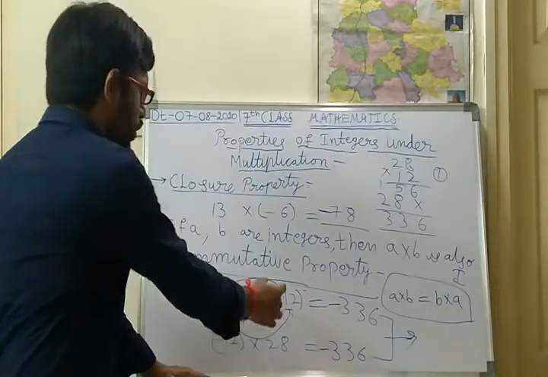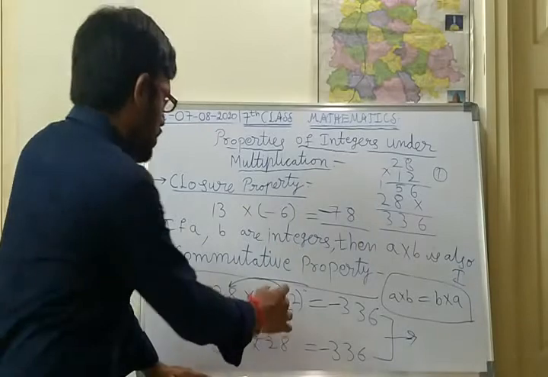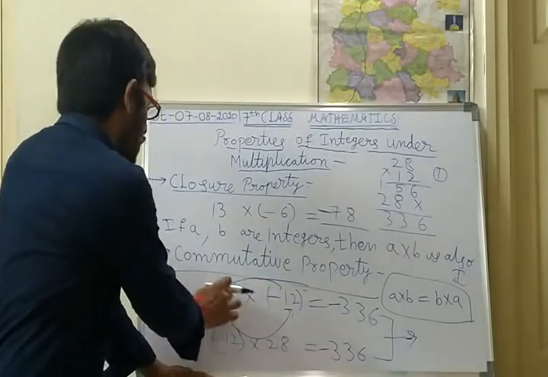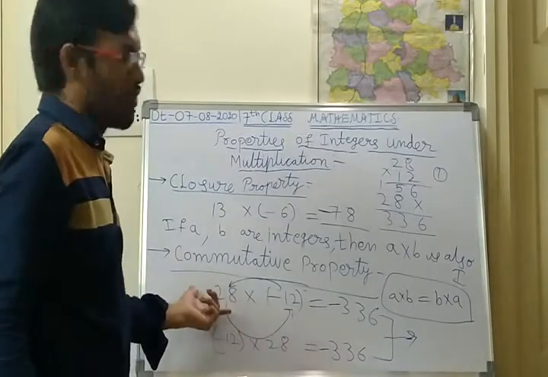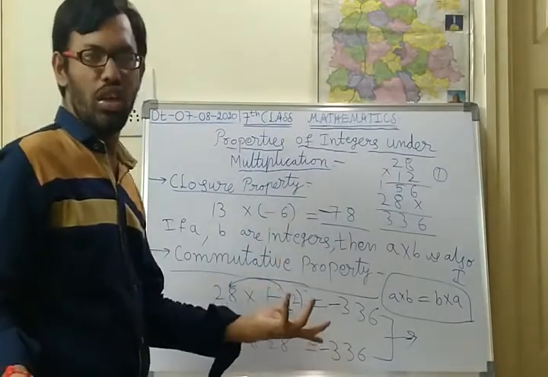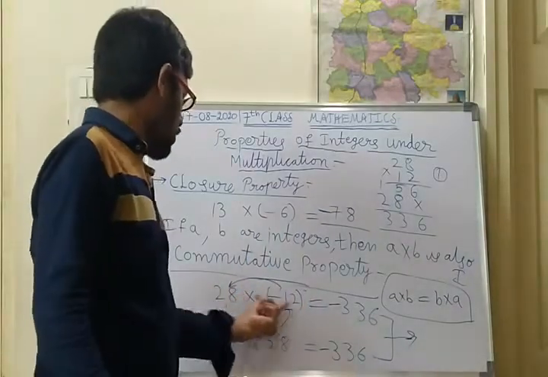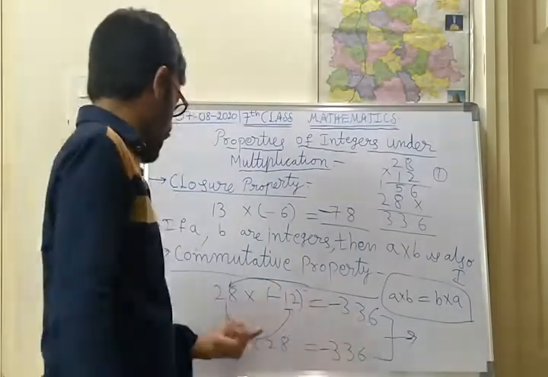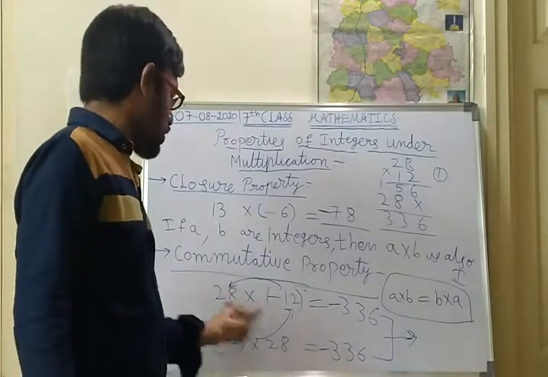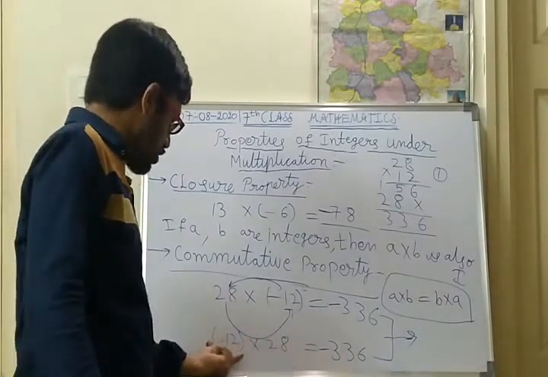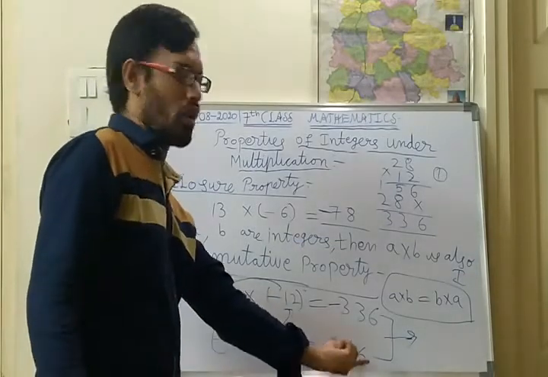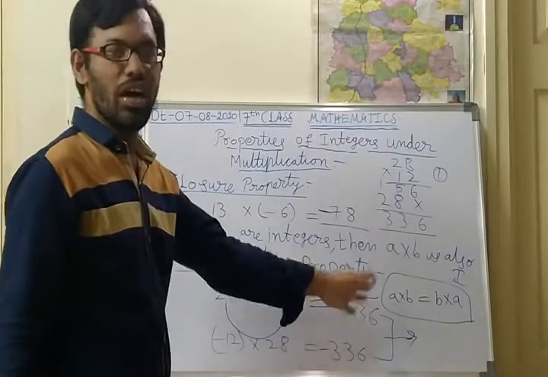Suppose you take 0 also. Suppose instead of minus 12 you take 0, or instead of 28 you take 0, what will happen? 0 into minus 12: 0 into something is always 0 only, is it right? So 0 into minus 12 becomes 0. Next, in place of 28 we have taken 0, so minus 12 into 0 is also 0 only. So both the answers are the same.